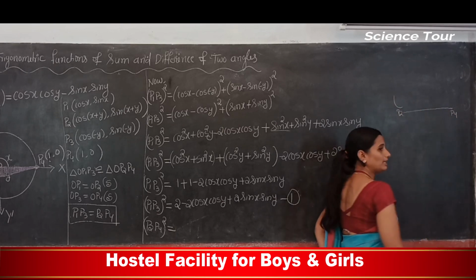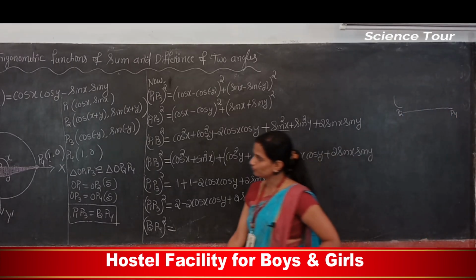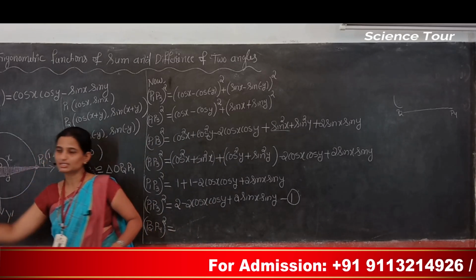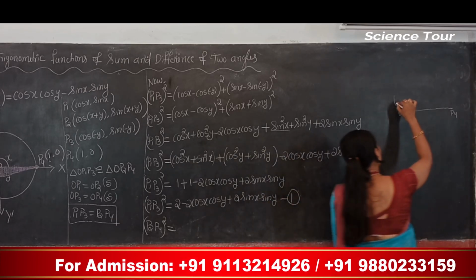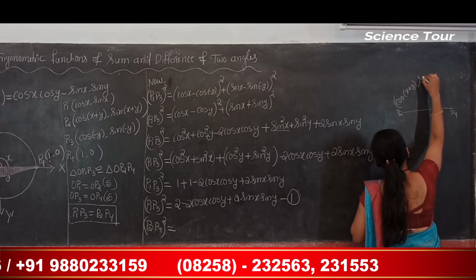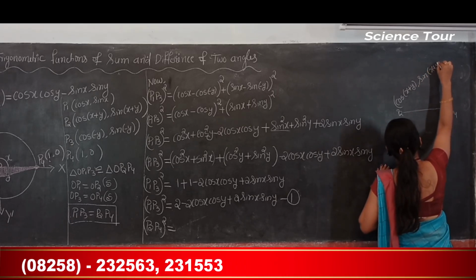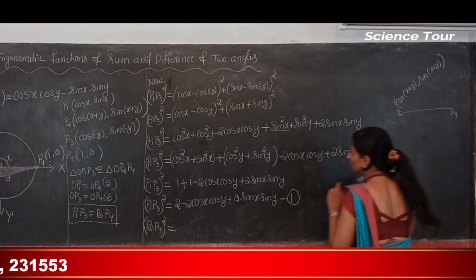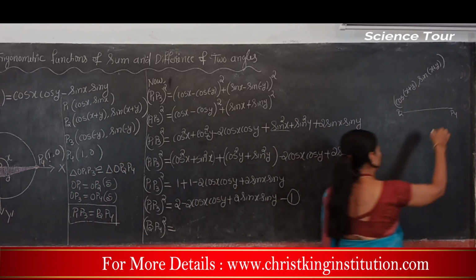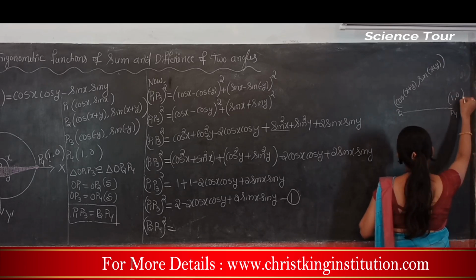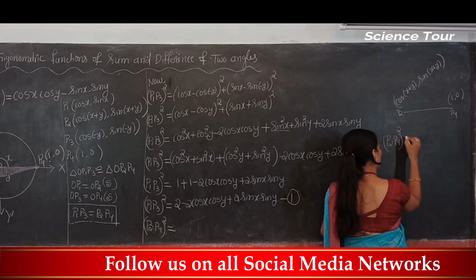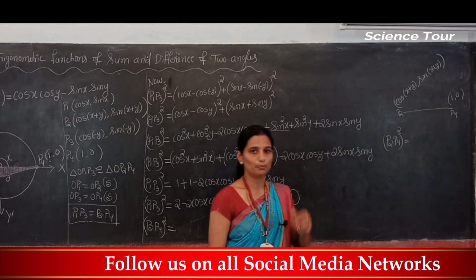We'll write the coordinates of P2. What is the coordinate of P2? The coordinate of P2 is cos(x plus y), sin(x plus y). Okay. Now what is the coordinate of P4? P4 is what? 1 comma 0. P4 is 1 comma 0. What I need is P2 P4 whole square.